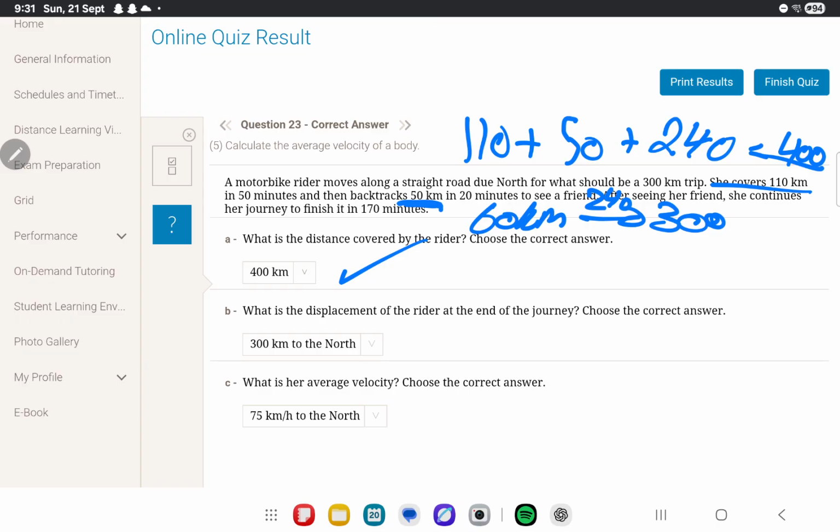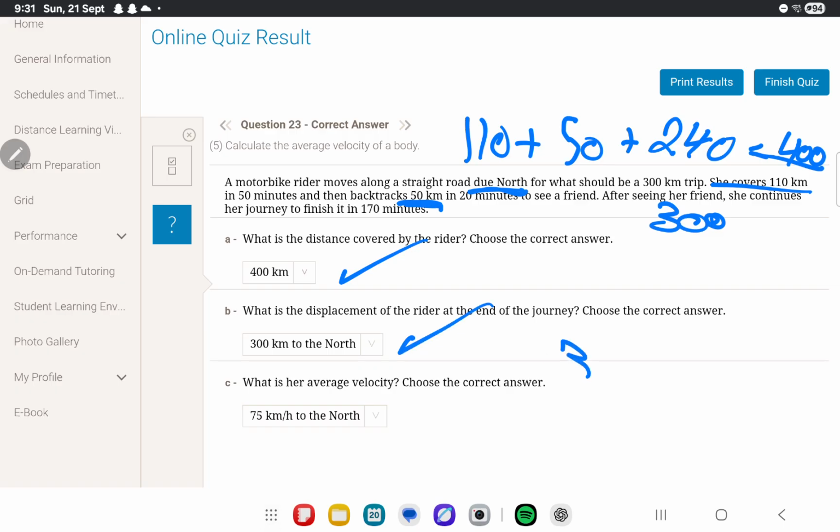Now, what's the displacement? The displacement is always going to be the final minus the initial. The initial was 0, the final was 300, because she finished her journey, right? And the journey was 300 kilometers, and it says the road is due north, right? So 300 kilometers to the north.